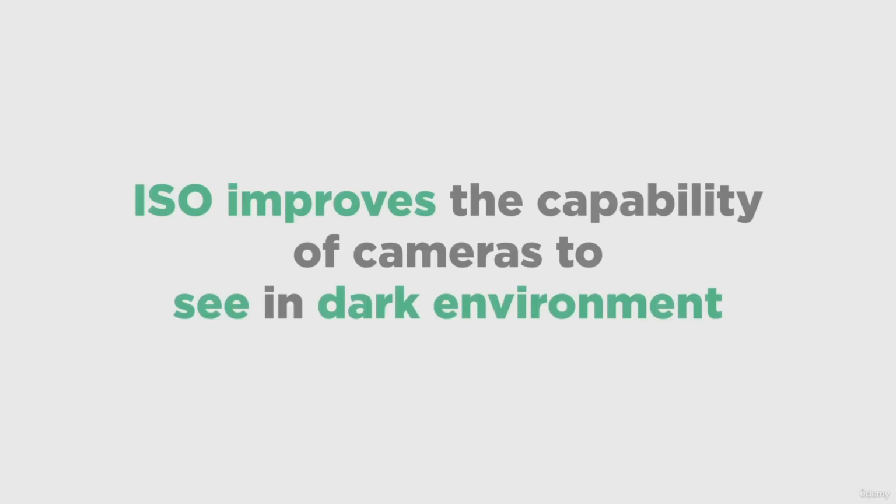Every camera, no matter how expensive, has an ISO limit. If you go over that ISO limit, you start to see grain. And the iPhone has that as well. Later on, when we are using the app where we tweak the video settings manually, I'll show you how to control the ISO and how high you can go so that you can still have good video without any grain. So in brief, ISO improves the capability of cameras to see in dark environments, but at the same time it also introduces grain if you bump it up too much.